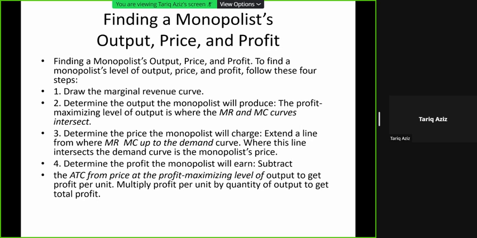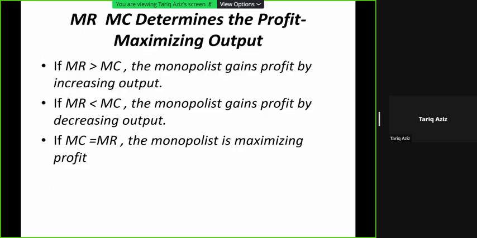No, we are talking about the optimal level of production. We are talking about the level of production at which the monopolist will earn maximum profit.